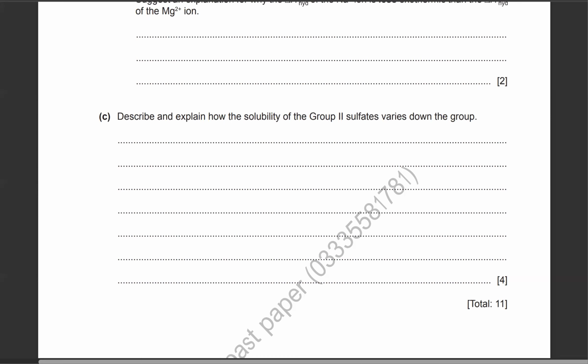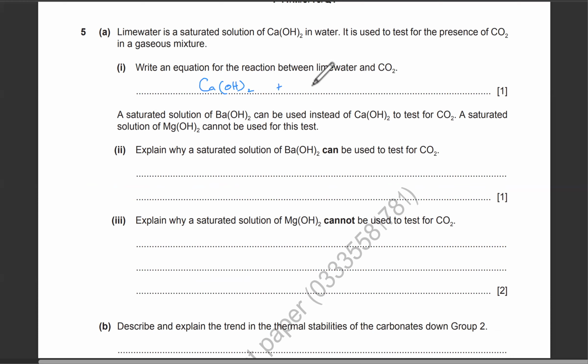We're just going to do one more question. Write an equation for the reaction between lime water and CO2. Lime water is what? Calcium hydroxide. Can anyone tell me what the product is? Calcium carbonate. Okay, calcium carbonate plus H2O. You're going to get H2O as well. But think of carbon dioxide as carbonic acid. So it's going to form calcium carbonate plus H2O.